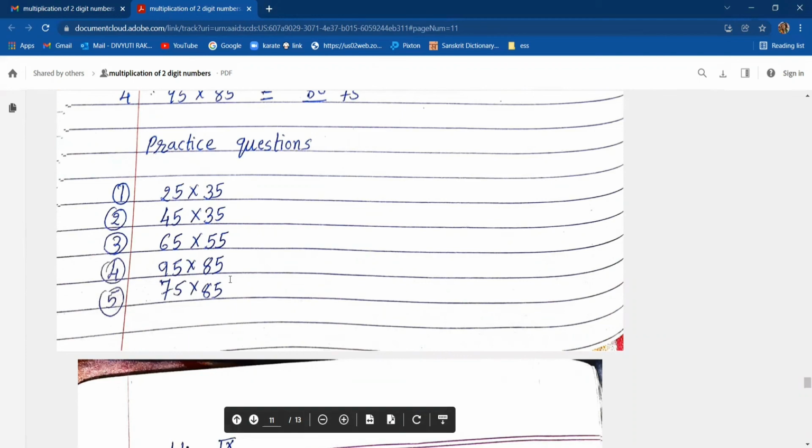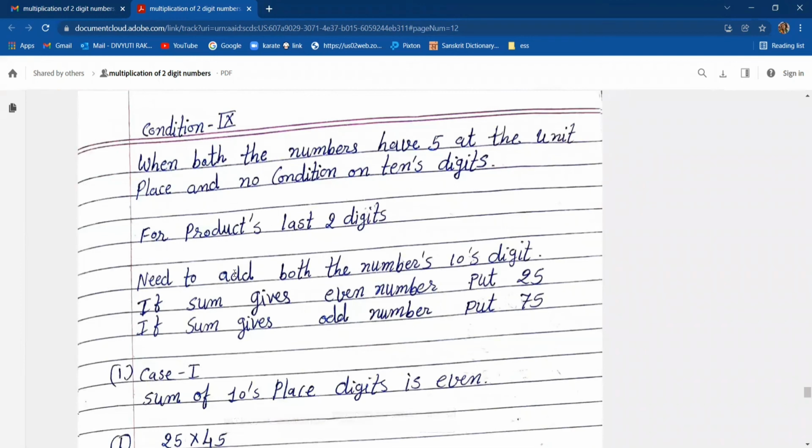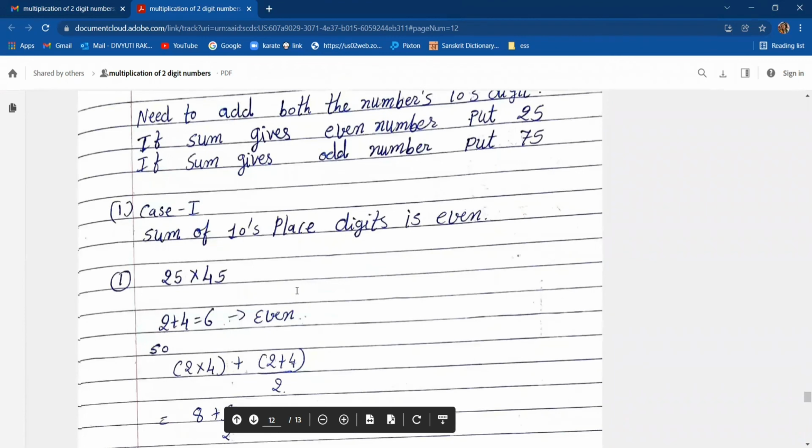Okay, let's move on to the next method. This method is again a general rule when 5 is at the unit place. This is a very important method. In fact, the previous two methods for unit digit 5 came from this method only. This can be applied without considering any condition, whether the tens digits are different or the same.